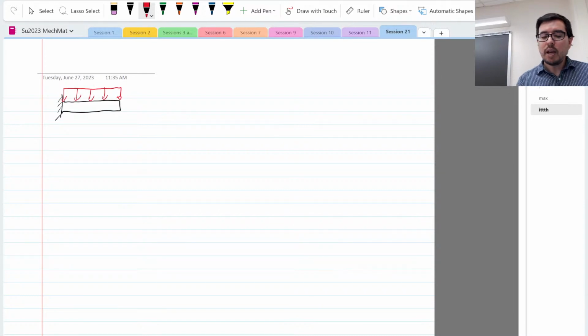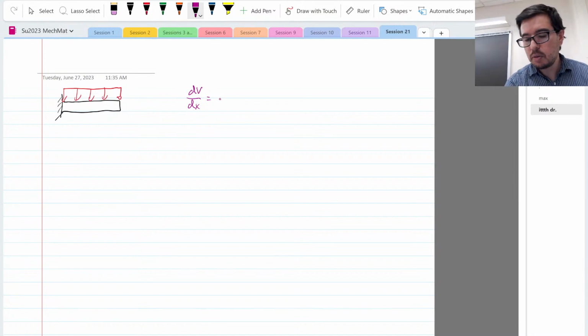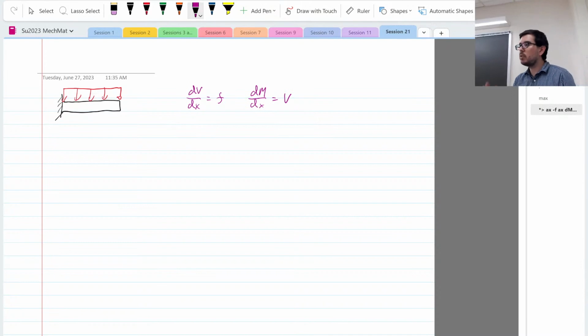Okay, so now if we use the integral technique, right? What's the integral technique? Well, it comes back to the two equations, right? That the derivative of the shear force with respect to x is equal to an external distributed load. And it comes back down to dM/dx is equal to the shear force, right? So this is definitely fair game because we covered this previously.